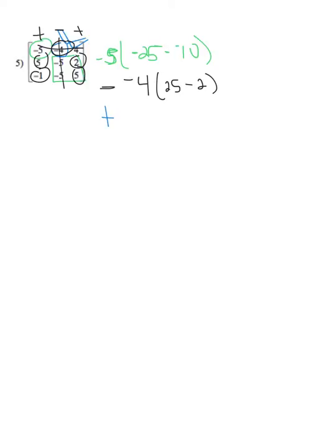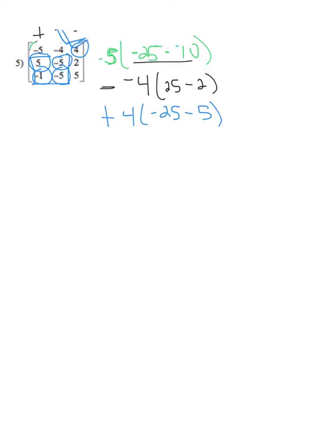Plus, and let me erase a bunch of this stuff so I can see it. Okay, plus the 4, and then here's its mini matrix. So it'll be 5 times -5 minus -1 times -5. So altogether I have here -25 plus 10, so -15.